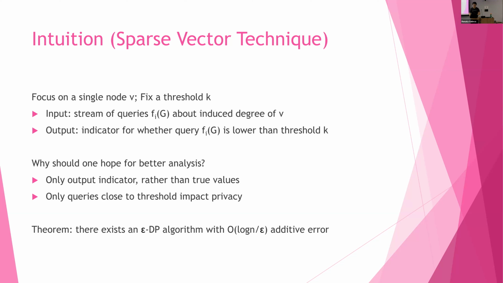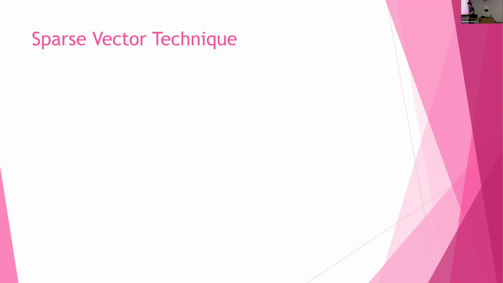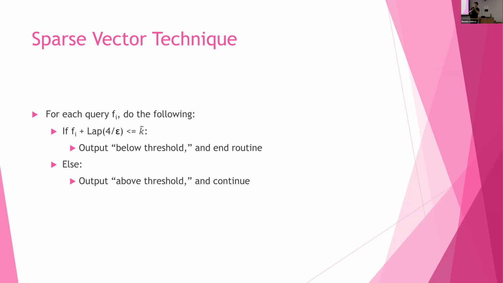Okay. So let's say the sparse vector technique. It turns out to be remarkably similar to our attempt. You have this threshold, and for each query, you check if the query is greater than the threshold after adding noise to the query, adding Laplace noise. And you use that to decide if you output above threshold or below threshold. The only difference is now you add noise to the threshold K as well.